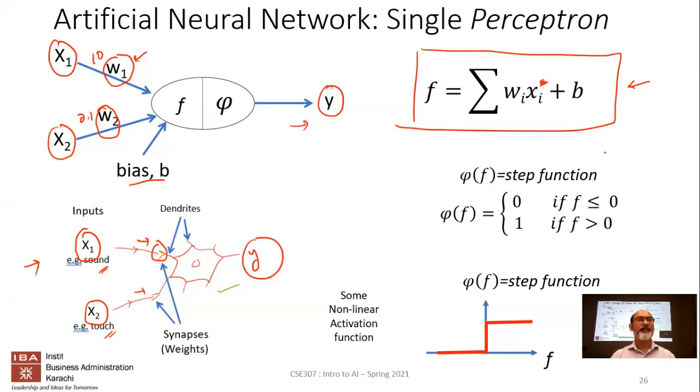So this is the F portion. The F function is simply a linear combination of the inputs, based on the weights of each one of them, so it represents the strength of the synapse. And then there's also a bias. Now, why do you think the bias is there?